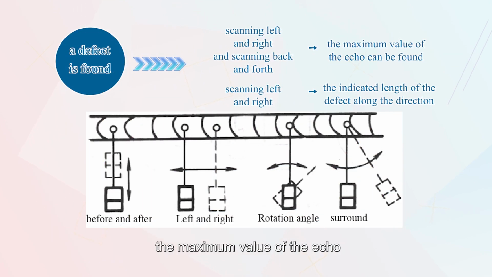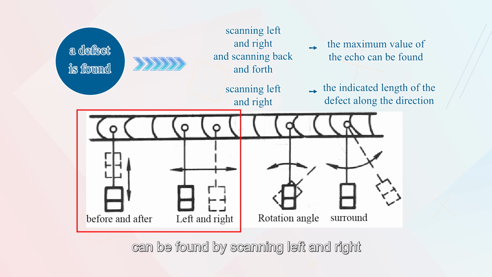When the defect is found, the maximum value of the echo can be found by scanning left and right and scanning back and forth. And the indicated length of the defect along the direction of the weld can be determined by scanning left and right.